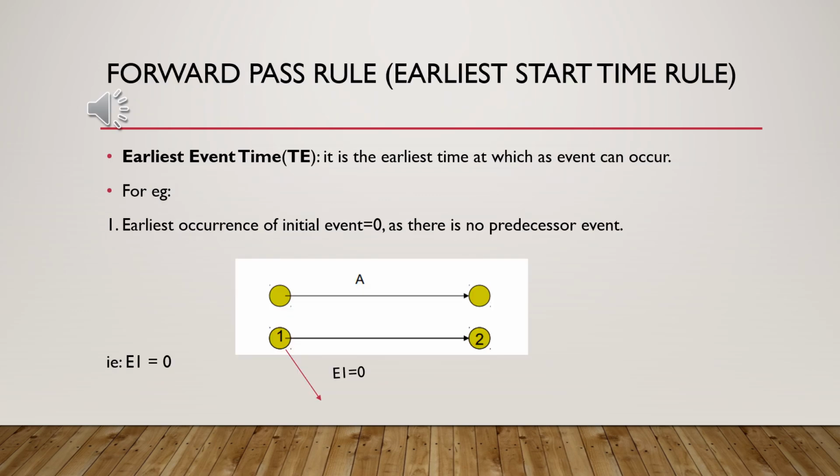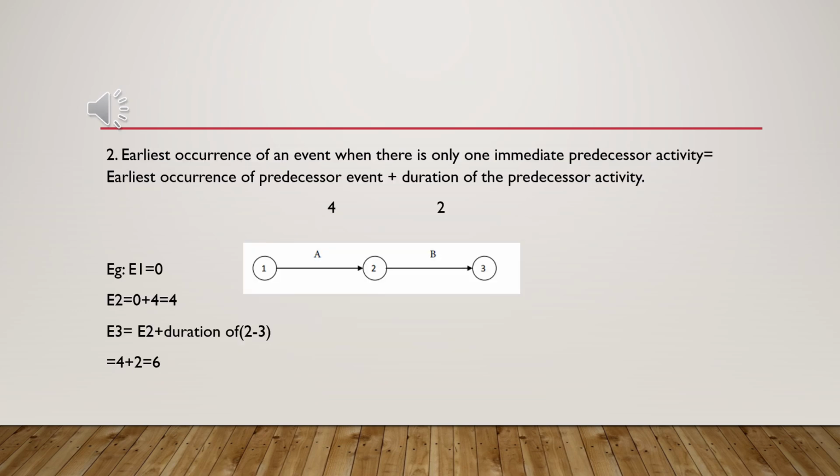E1 equals 0. 2. Earliest occurrence of an event when there is only one immediate predecessor activity equals earliest occurrence of the predecessor event plus duration of the predecessor activity. E.g., E1 equals 0. E2 equals 0 plus 4 equals 4. E3 equals E2 plus duration of 2 to 3 equals 4 plus 2 equals 6.